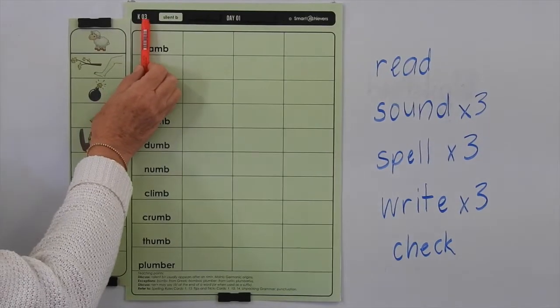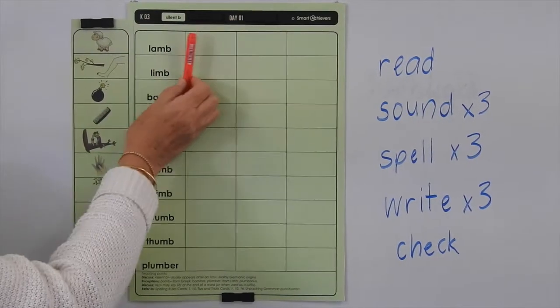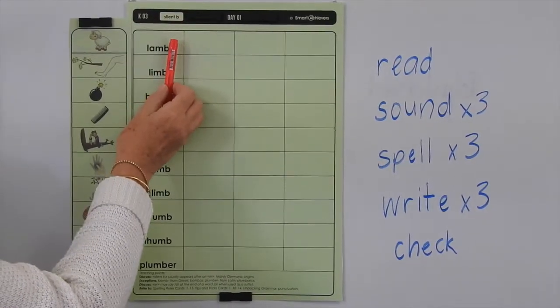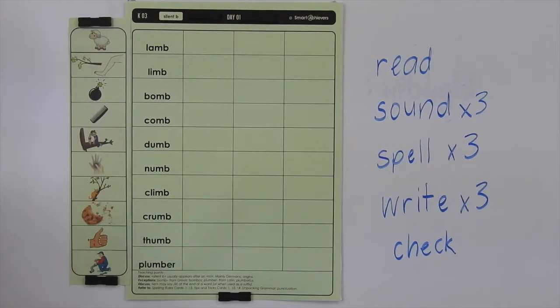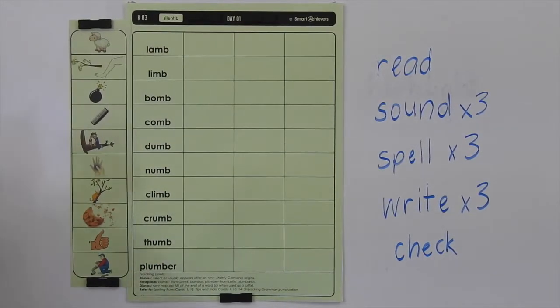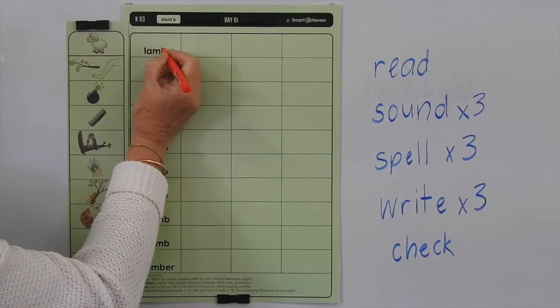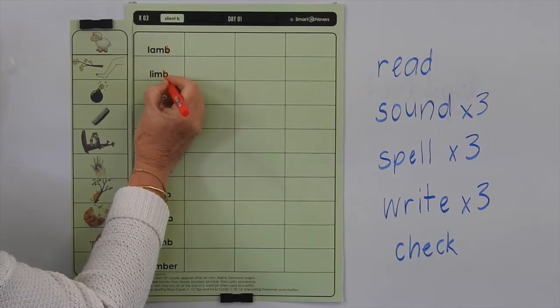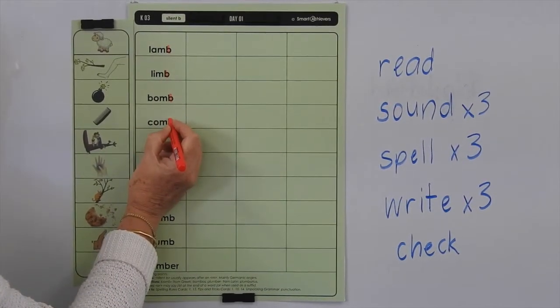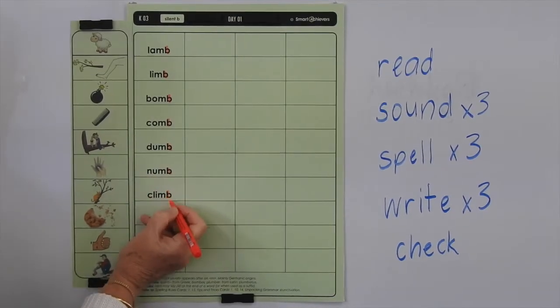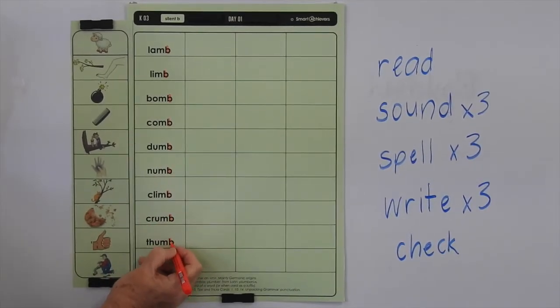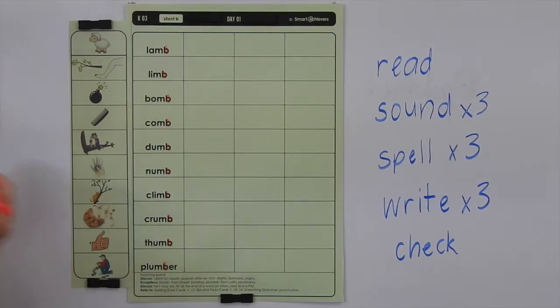Level K, list 3, day 1, we're looking at the silent B in these words. So get your highlighter out. We're going to highlight the silent B in all of these words as we write them. So we've got lamb, limb, bomb, comb, dumb, numb, climb, crumb, thumb, plumber.